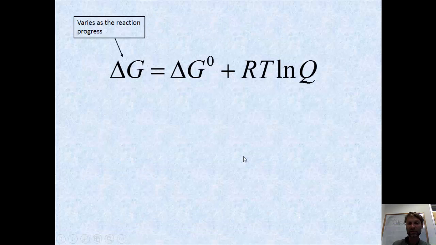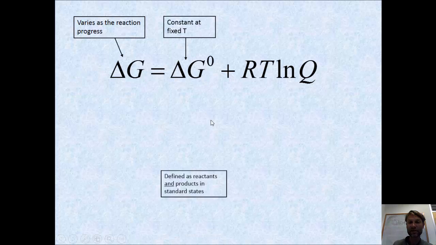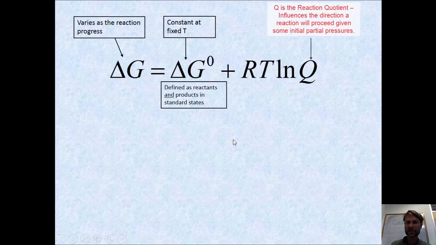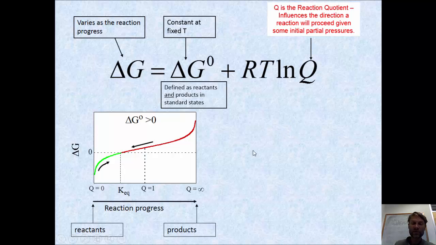Now this next slide shows the relationship between Q and K and explains this very important equation in detail. Delta G under non-standard conditions, remember, is going to vary as the reaction progresses. Delta G zero is constant at a fixed temperature, and it is defined as reactants and products in their standard states, 1 atmosphere for each of those. The Q is called the reaction quotient, and it influences the direction a reaction will proceed given some initial partial pressures. And so what do we mean by that?